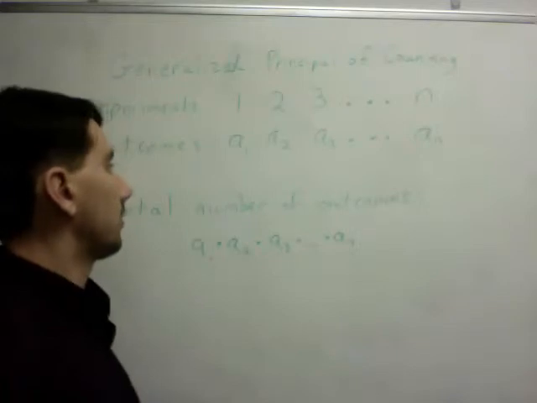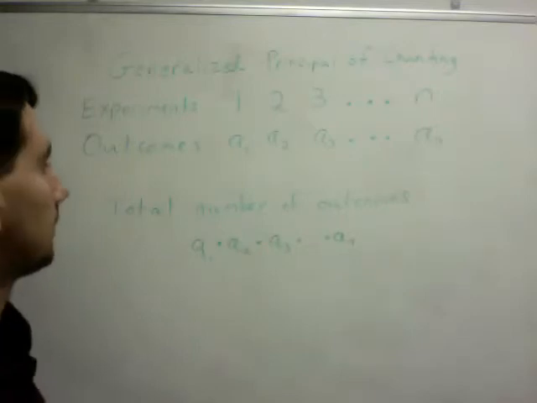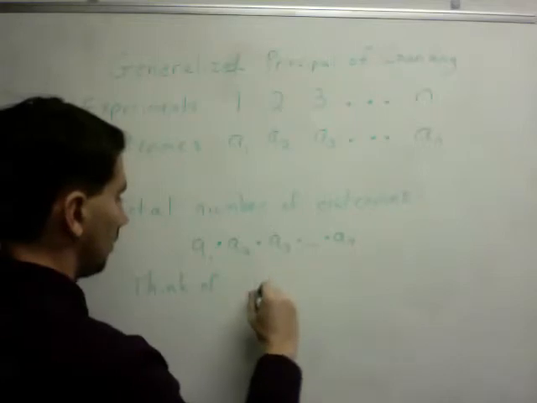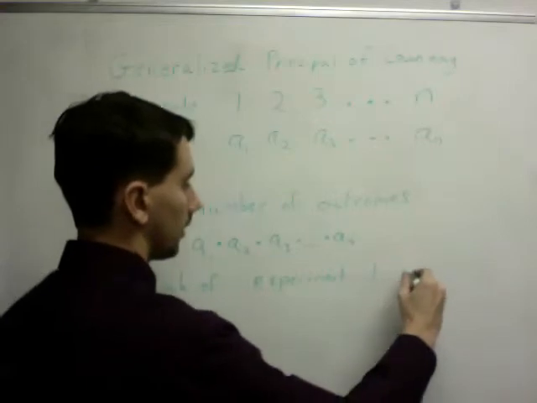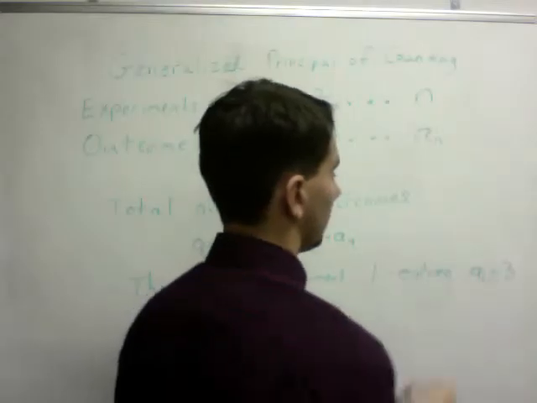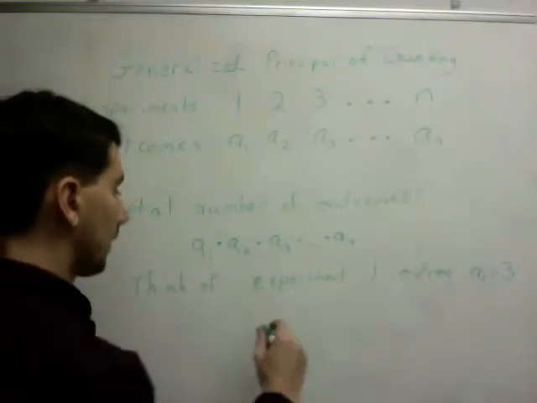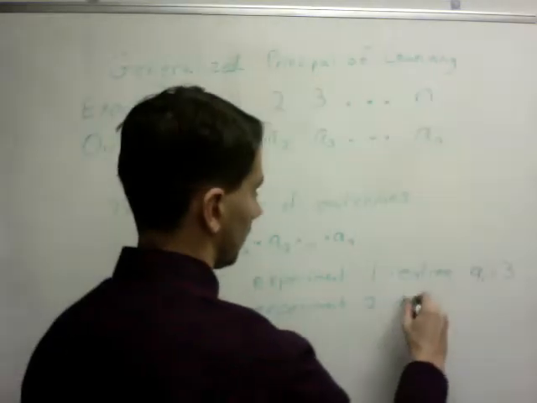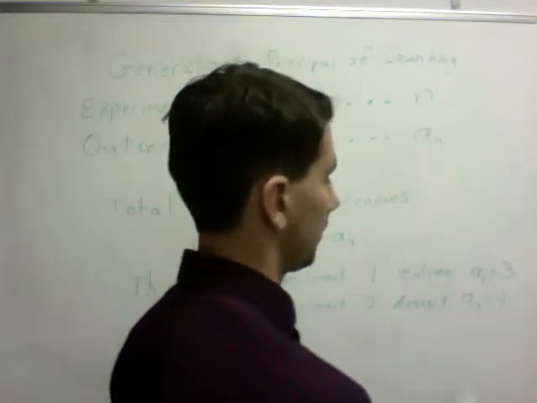Referring back to our previous example, if you want to plug in some numbers, you could think of experiment 1 as the entree. In that case, A1 was 3. We had 3 choices: beef, chicken, or fish. Experiment 2 can be the dessert, whatever kind of pie you like, and so A2 will be 4. There's 4 choices for dessert.